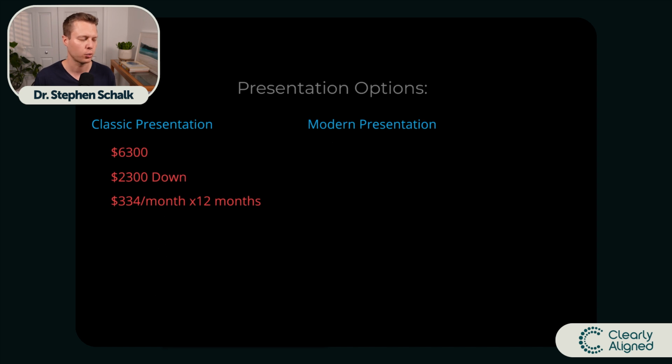And in order to start, we need them to put a certain amount down. Let's call it $2,300. And then we're going to take monthly payments over 12 months. Whereas a modern presentation to me flips that on its head. We don't start talking the total price. We start talking about what works for them within the structure of their life.